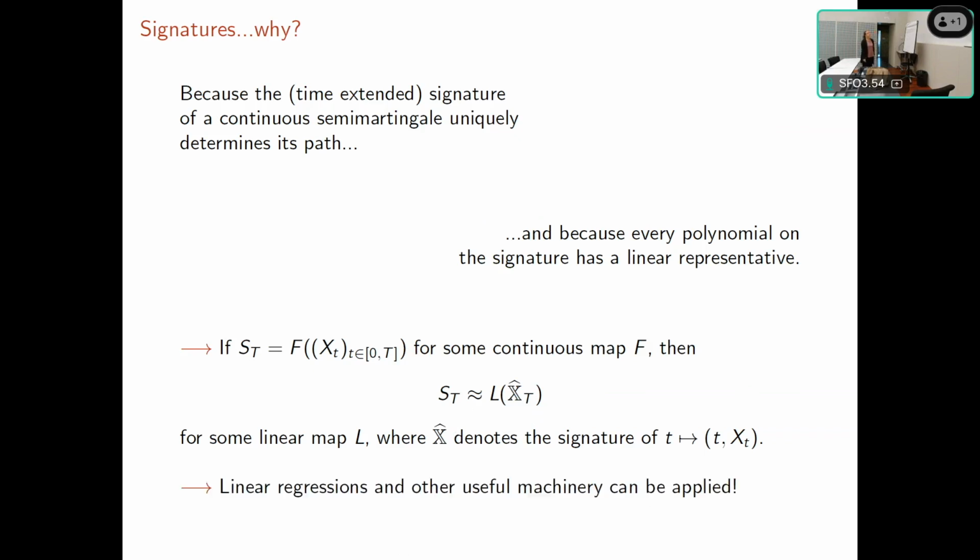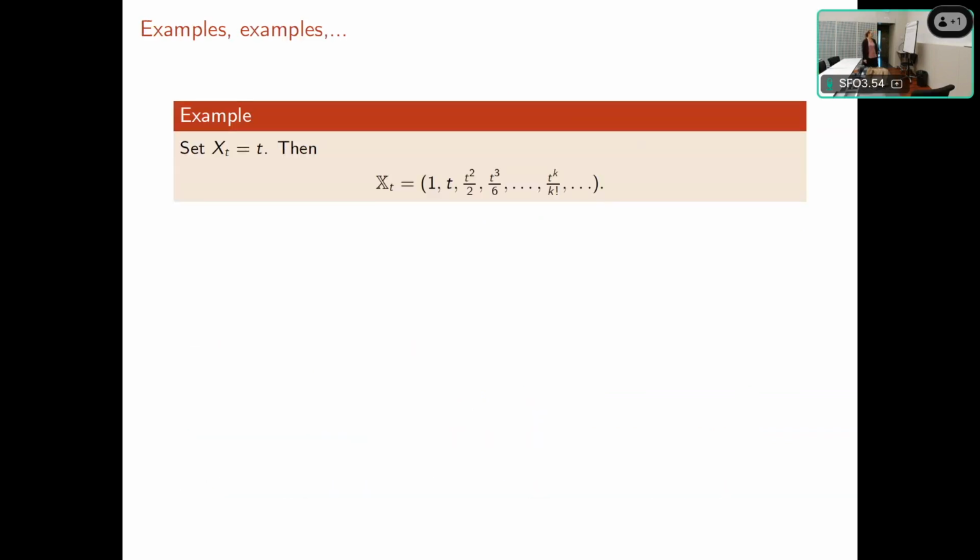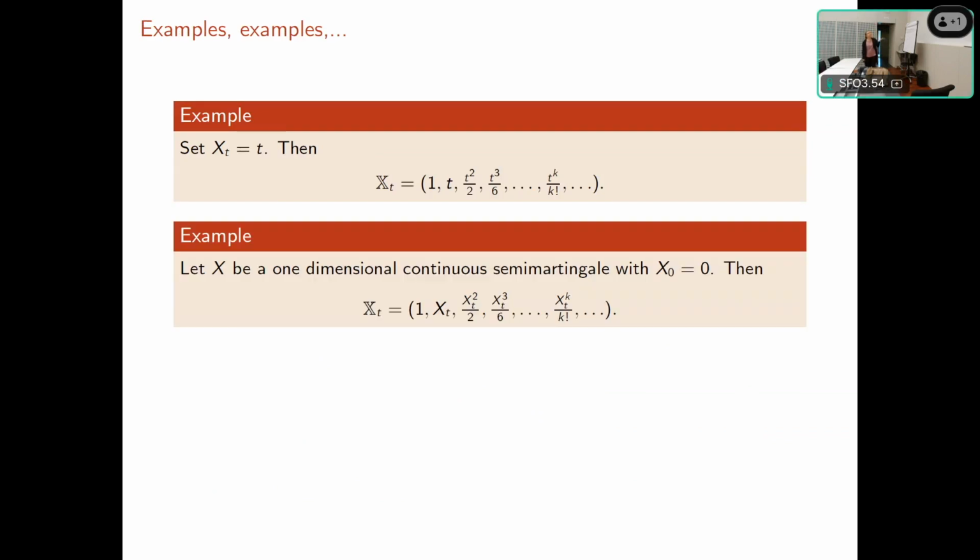So yes, you can do many things. Let's understand a bit, just through an example, what this signature would be. If you take the signature of time, it is nothing else than the Taylor basis. You can already see some properties: if you multiply two of them, you get another one. So you go from a quadratic map to a linear one, for example. Till here, nothing so interesting. If you move to a continuous semimartingale, it is exactly the same: the Taylor basis in the semimartingale. Again, you see this property: if you multiply two, you get another one.